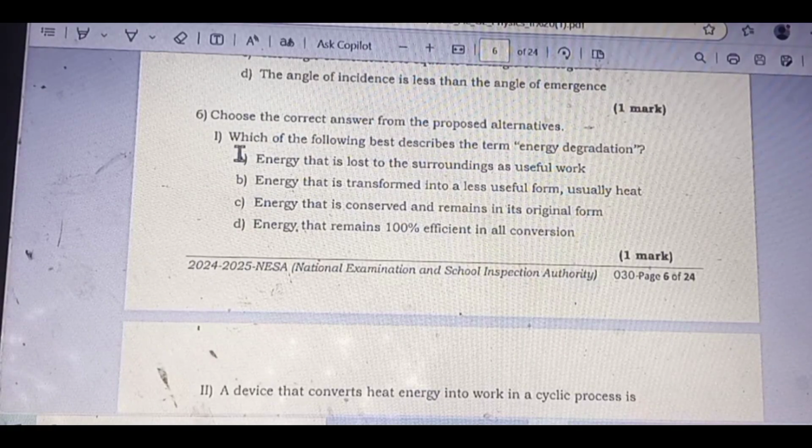I. Which of the following best describes the term energy degradation? The correct answer is letter B. Energy that is transformed into a less useful form, usually heat.